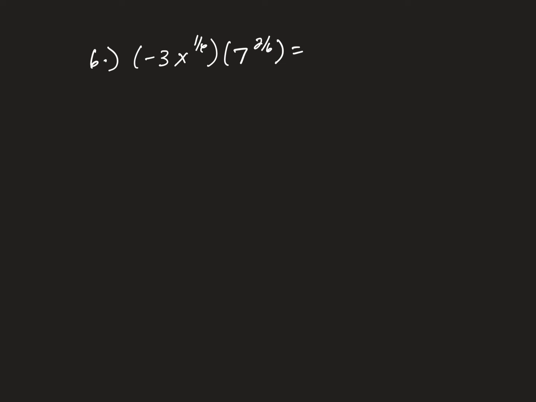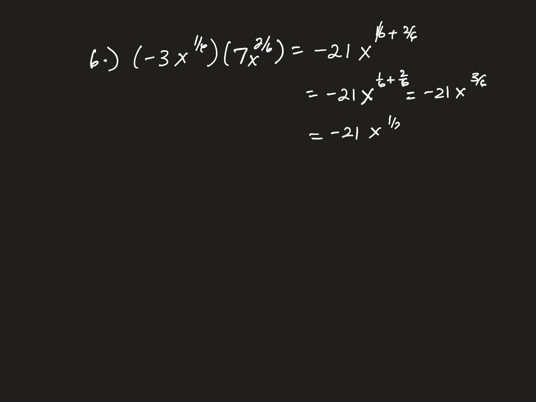Okay, we're going to go ahead and multiply these two. We have negative 3 times 7 is negative 21. X is our same base, so we have 1/6 plus 2/6. That's supposed to be 1/6. So we have negative 21 times x raised to the 1/6 plus 2/6, which gives us negative 21x to the 3/6. Since they have the same base, what does that simplify to? Negative 21x to the 1/2 power.